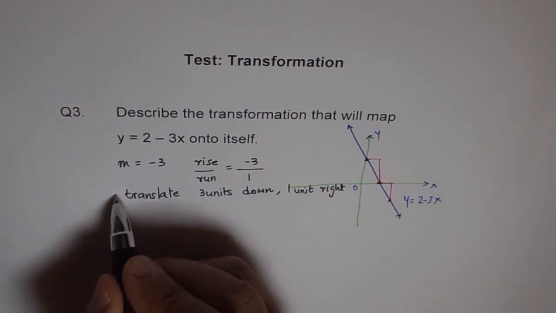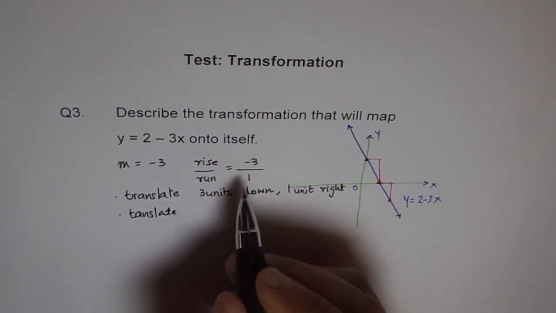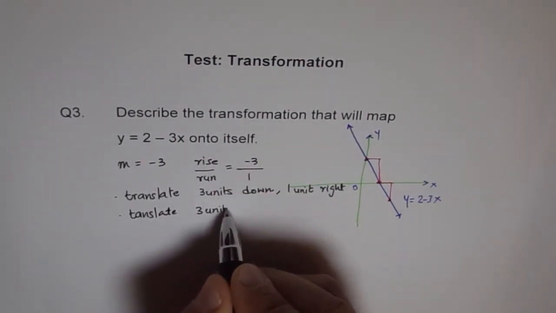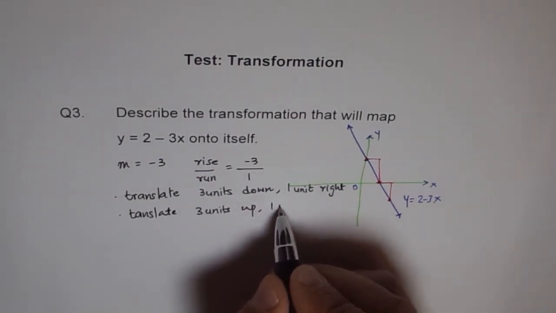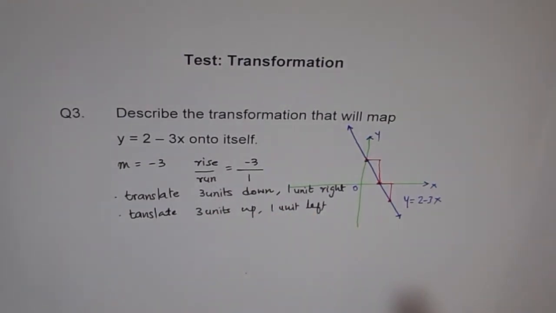Is that okay? So that could be one solution. Or I could translate 3 units up and 1 unit left, right? Then also I get minus 3 as my slope. So by doing this, we ensure that the points after translating come back to the line itself. Do you see that? So that is the way we translate and get all our points back to the line. That's a good way of solving this problem. So that is a transformation. Either one of them will serve the purpose. I hope you understand and appreciate it. Thank you.